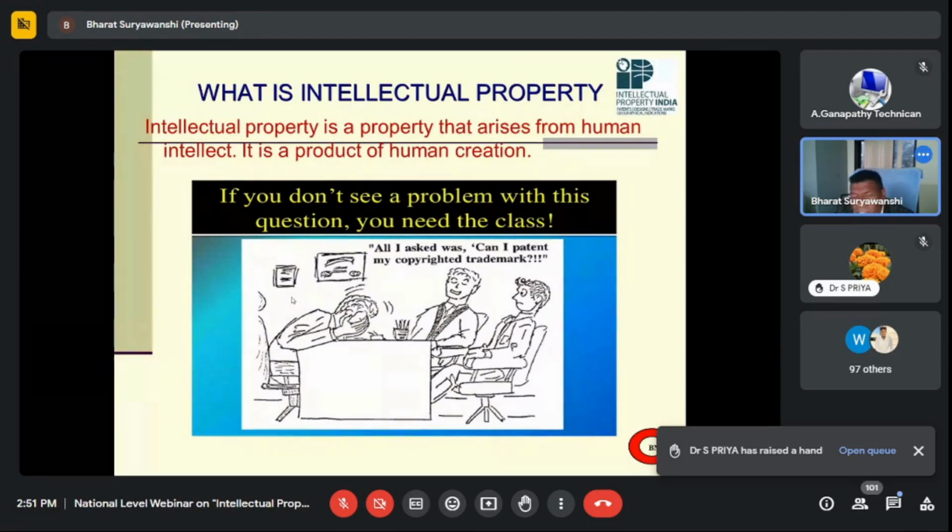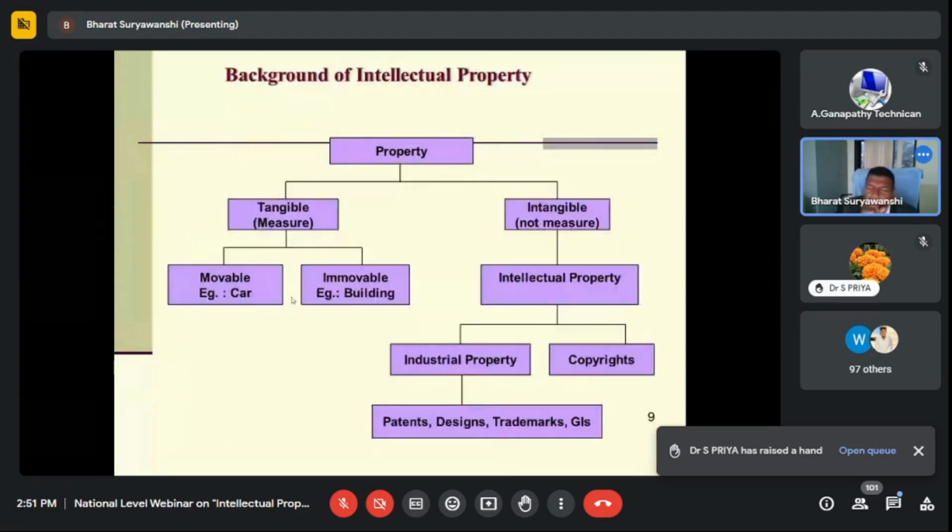Let us see what is the background of intellectual property. Property means our mind directly goes to the tangible form of property and we say I'm having a car, gold, plot, flat, so I'm rich enough. But there is another kind of property, intellectual property, which we cannot touch. In that, we have industrial property and copyright, wherein industrial property includes patents, designs, trademarks, and geographical indications.